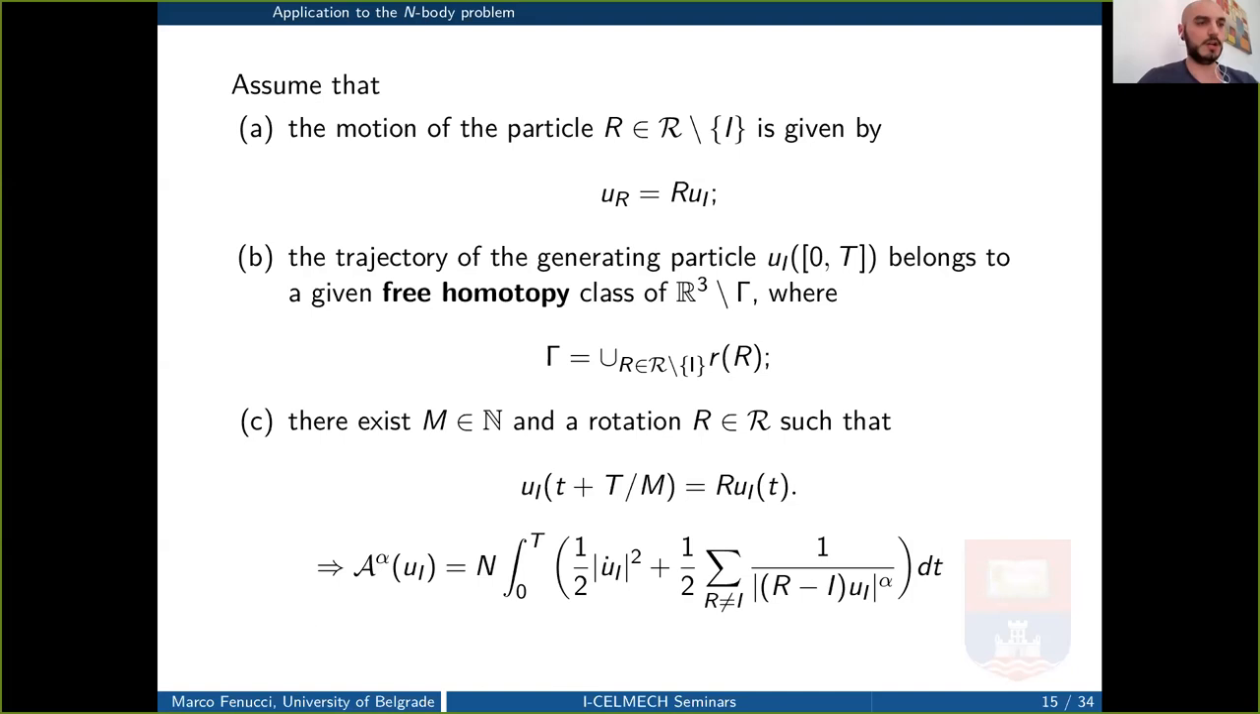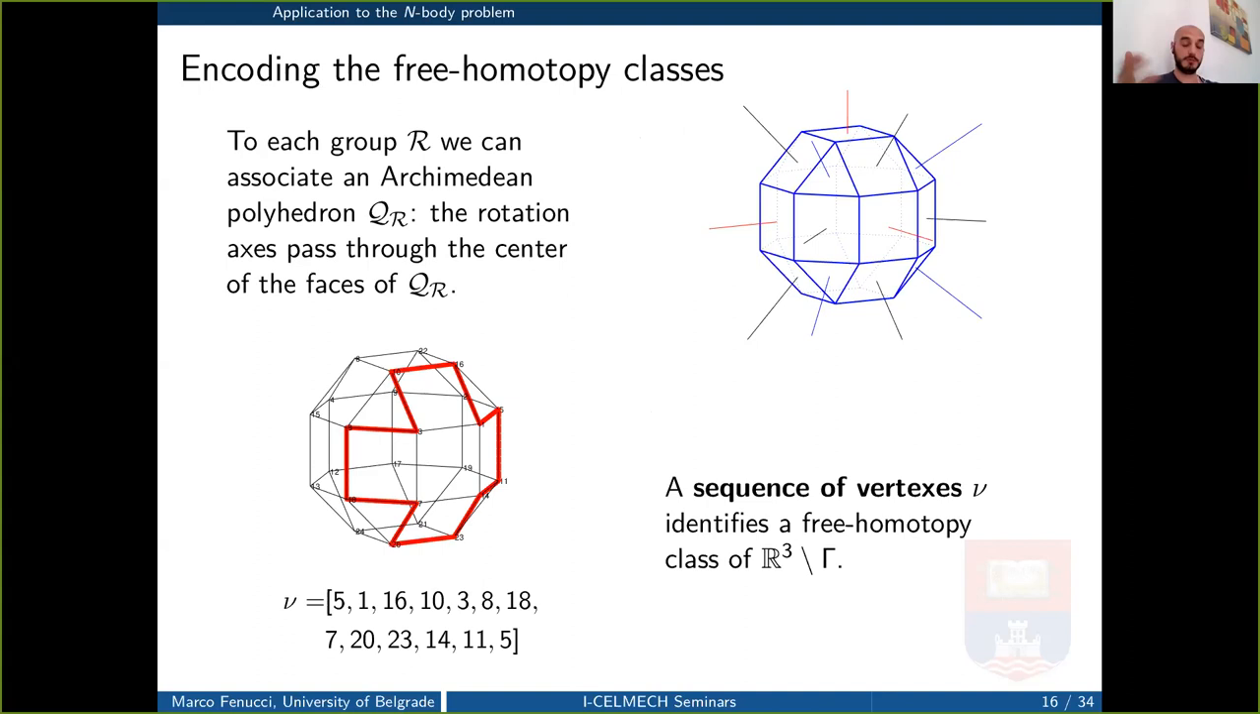So now we see how to find these free homotopy classes. We said that we have the space minus all these lines that we saw in this figure on the right. It turns out that we can associate to the group of the Platonic polyhedra another polyhedron, an Archimedean polyhedron, which has the property that the rotation axis passes through the center of opposite faces. So a free homotopy class of R3 minus all these lines is simply identified by a sequence traveling on the edges of this Archimedean polyhedron.